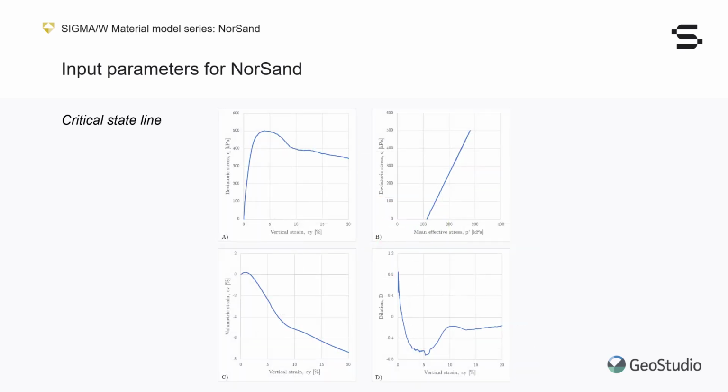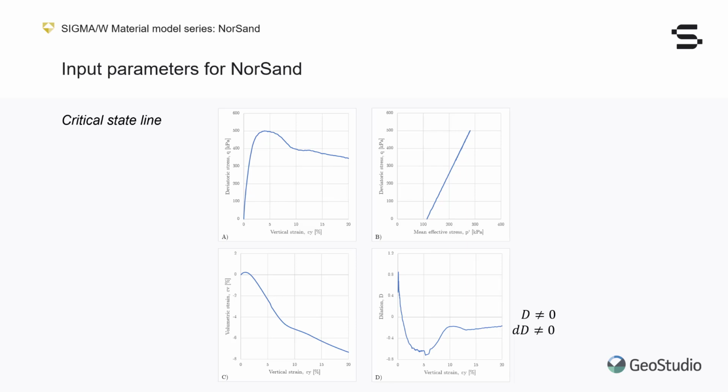Here are the test results for this drained triaxial compression test performed on dense sand. This test ended at 20% of vertical or axial strain, as is common for triaxial tests, but was still short of reaching its critical state. There are many ways to notice this. One of my favorite methods is to look at the dilation plot on the bottom right. Notice that at the end of the test, dilation is not equal to 0.